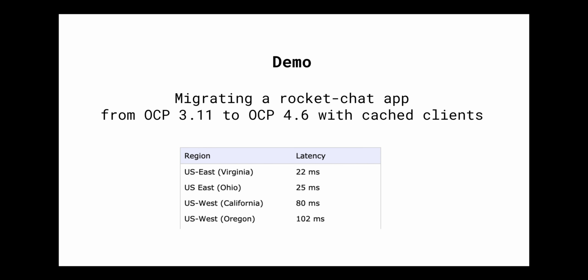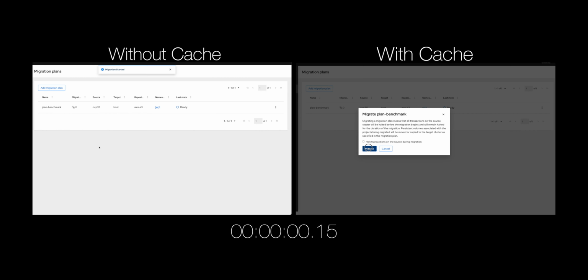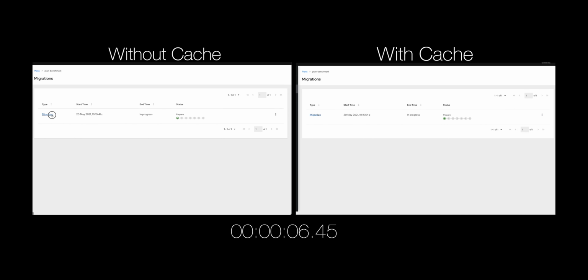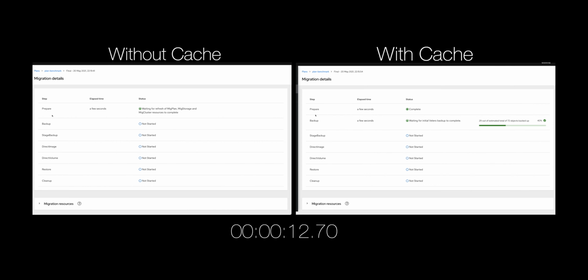But in this case, let's take a look at a demo where we do a mix of reads and writes, and we're communicating with clusters that are about 22 milliseconds network latency away. So we're going to migrate Rocket Chat from OCP 3.11 to OCP 4.6. In this demo, you can see these two clusters side by side performing the same migration.